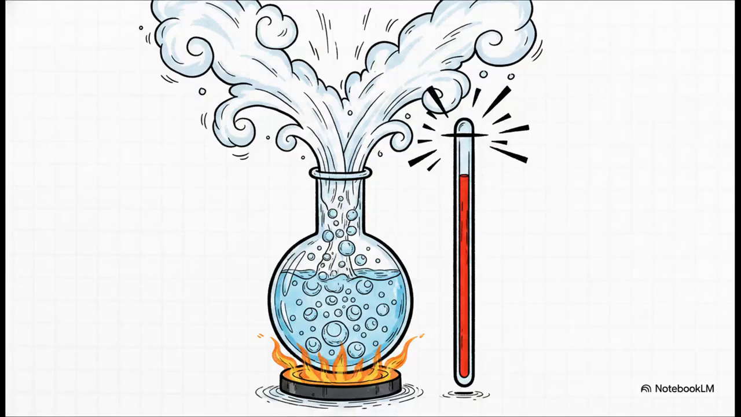Now, while evaporation can happen slowly at all sorts of temperatures, boiling is a very specific, rapid event. Here are the key facts you need to know. Water boils when it is heated to exactly 100 degrees Celsius. This specific threshold, that's the boiling point. And at 100 degrees, the liquid rapidly changes into a gas or steam. It's a much more violent, energetic transformation than just your everyday evaporation.